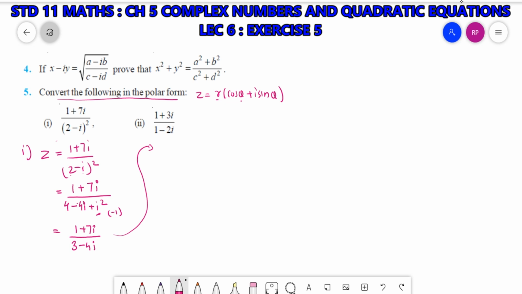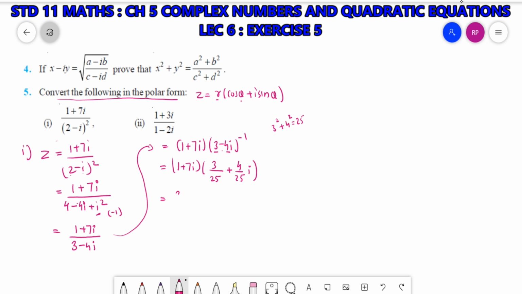Okay, so I can rearrange it in the form of 1 plus 7i into the multiplicative inverse of 3 minus 4i. So this will be 1 plus 7i. We'll be using the shortcut 3 upon 3 square plus 4 square, right? 3 square is 9, plus 4 square is 16, that is 25. So 3 upon 25, I will change the negative sign to positive, 4 upon 25 into i. Clear? Now let's multiply it.